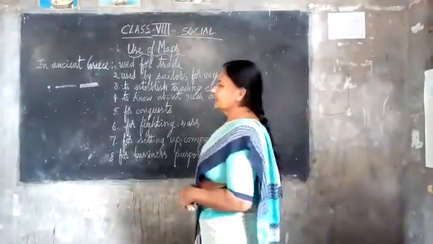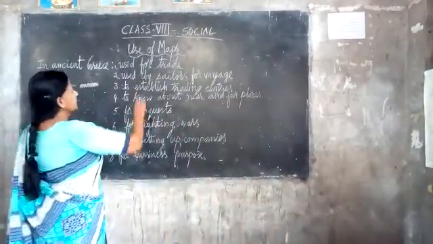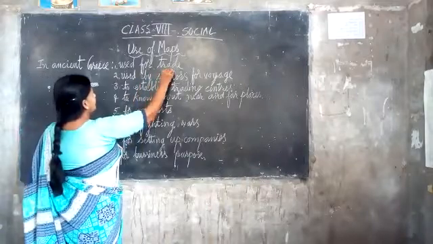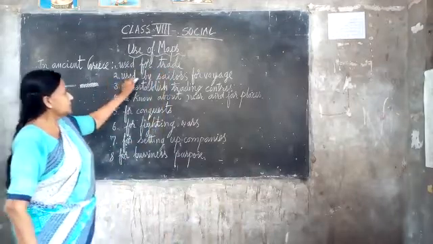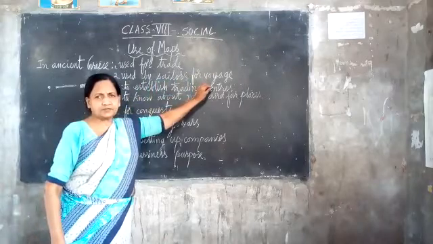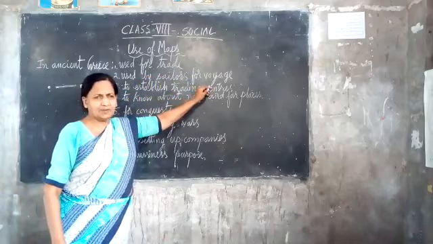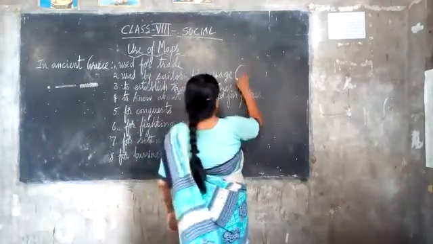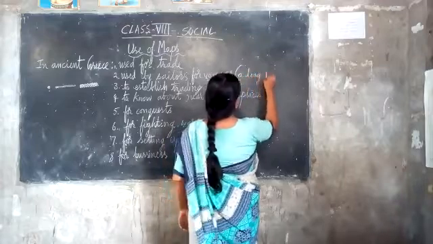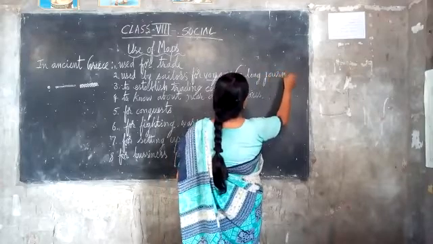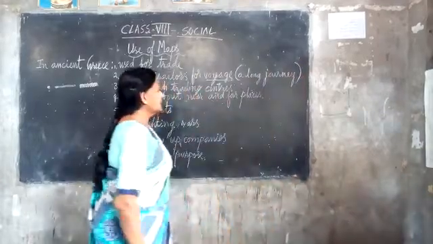In ancient Greece, maps were used for trade. They were used by sailors for voyage. What do you mean by voyage? It's a long journey. Voyage means a long journey by sea.